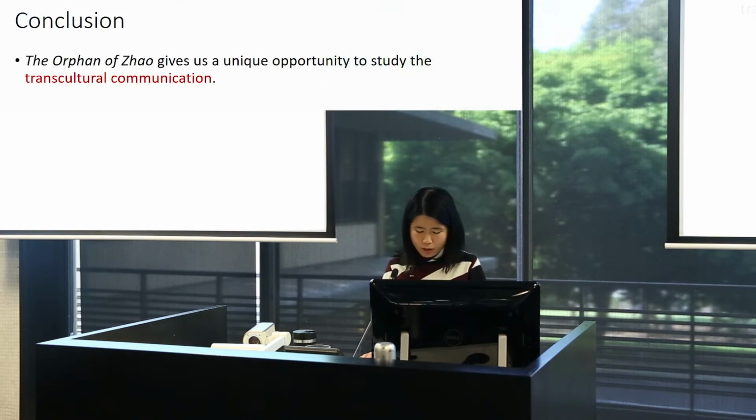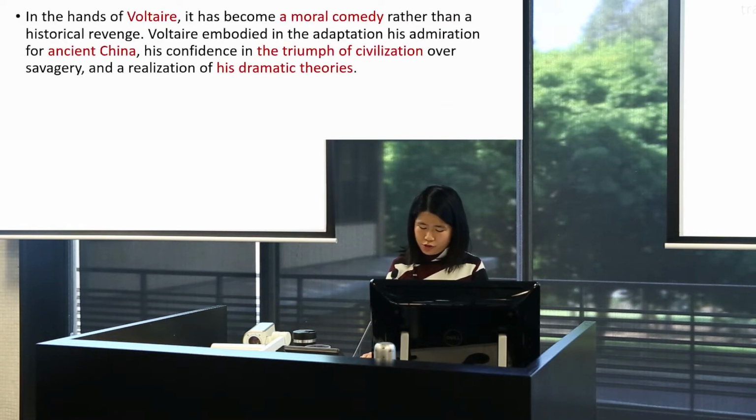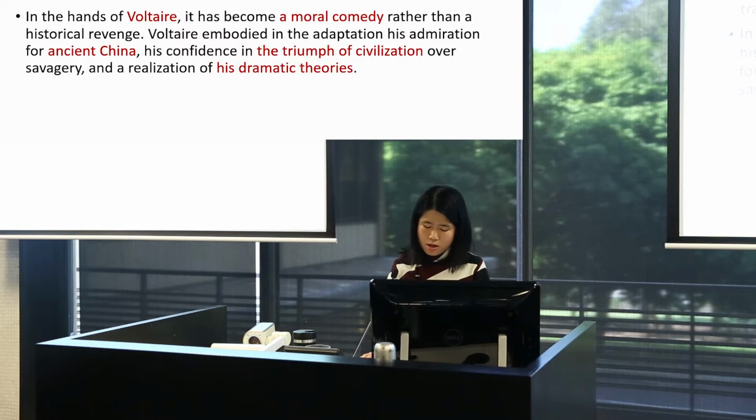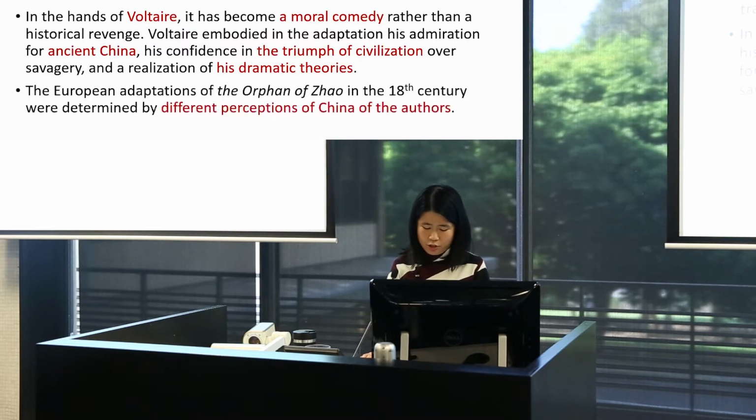In conclusion, it must be said that The Orphan of Zhao is one of the very few works of Chinese literature that have influenced European writers, and it was the earliest Chinese drama to be known to Europe. And in the hands of Voltaire, it has become a moral comedy rather than a historical revenge, and he embodied in the adaptation his admiration for ancient China, for Confucianism, and his confidence in the triumph of morality and civilization, and a realization of his dramatic theories such as the three unities I mentioned before.